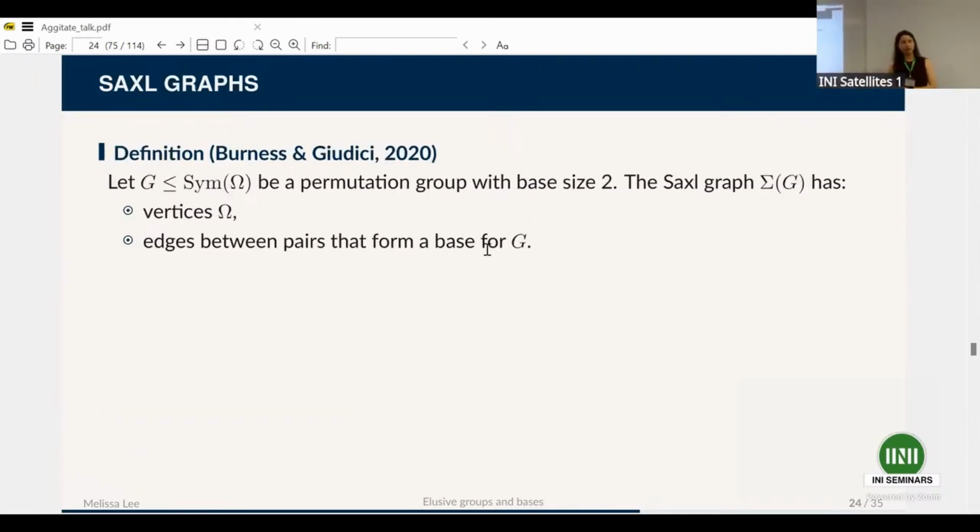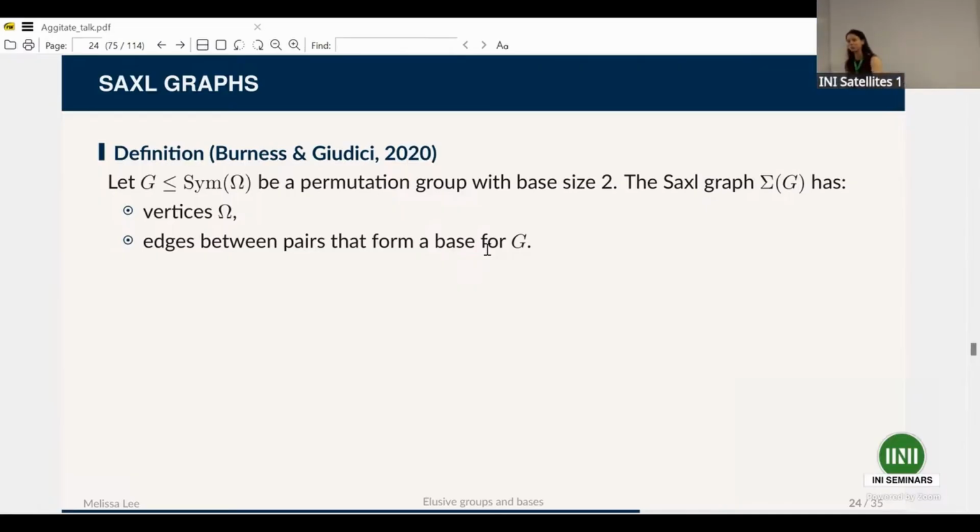So in 2020, Burness and Giudici defined the notion of a Saxl graph. So this was a tool to maybe study the abundance of bases rather than just existence. So what is this graph? Your vertices are going to be the elements of the set that you're acting on, Omega. And I want my group to have base size 2, otherwise this graph is not very interesting. I'm going to put an edge between pairs of vertices that form a base for my group. Okay, so this will be non-empty, provided that the base size is at most 2, I guess.